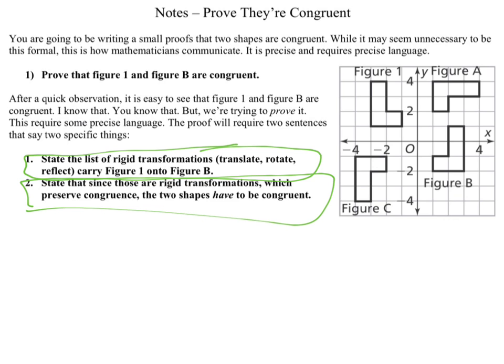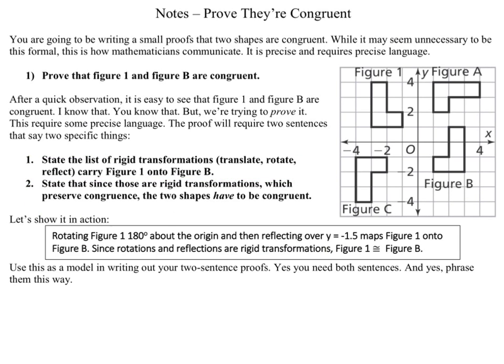And if you're looking at your paper, it already has that typed out for you. So here's how it works. First sentence here, rotating figure 1 180 degrees about the origin, and then reflecting over y equals negative 1.5 maps figure 1 onto figure B. Yes, that is your first sentence. It's a long sentence. It's got a lot of words in it, but it's really just saying the whole thing. Here's how you go from 1 to B, but in a very mathematical sounding sort of way.